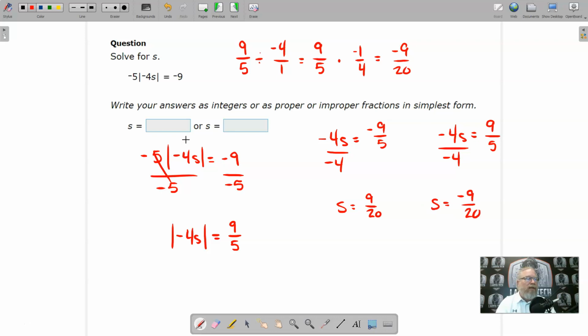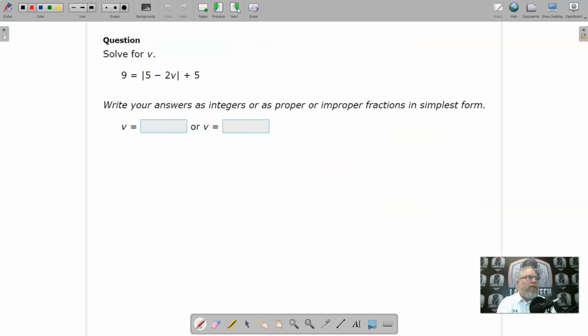So these are my two solutions, negative 9 over 20 and positive 9 over 20. Wow, love those fractions, don't we?